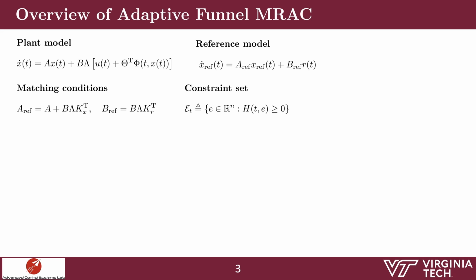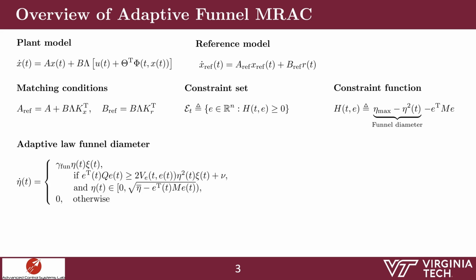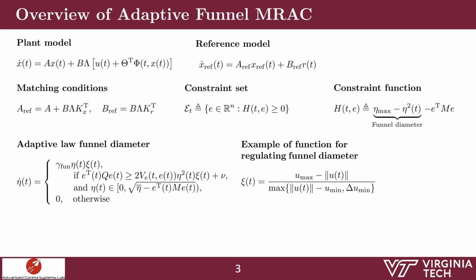which is related to the funnel diameter in this way, in which there is the eta function, which comes from the adaptive law of the funnel diameter shown here, that depends on the adaptive rate gamma fun and from xi, which is a user-defined function for regulating the funnel diameter, that in this case is built taking into account the control effort.